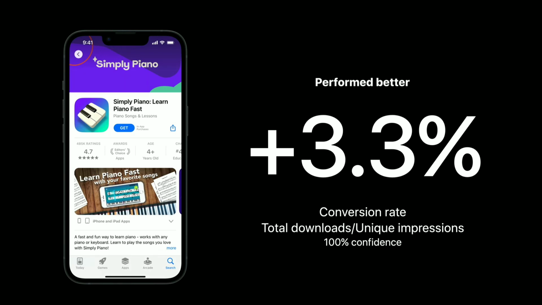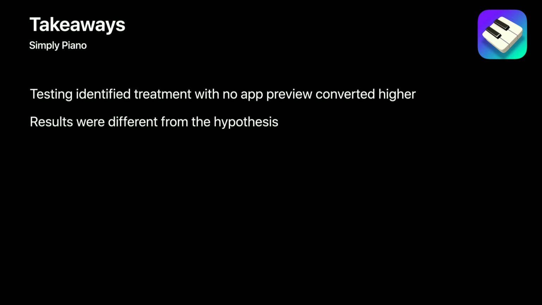Now, when it comes to app previews, keep in mind you can test up to 3 videos in the same test to see which video might perform best. So the takeaways from this Simply Piano test are, across 2 variants, testing confirmed that the treatment, meaning the one without the app preview, converted higher. Results were different from the hypothesis, similar to what we saw with the Angry Birds 2 example. Their next step is to continue to iterate and test again, as the findings were different than the hypothesis, which surprised them. So we're hoping that these examples help inform your thinking as you implement your product page optimization testing.